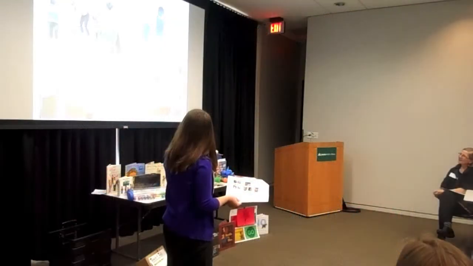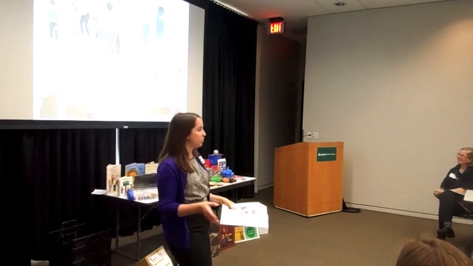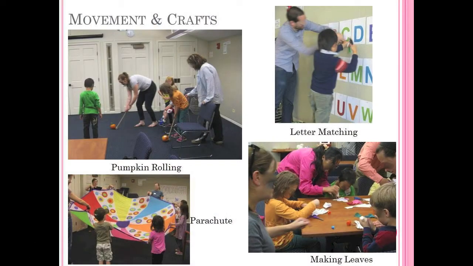But they always try to incorporate movement activity too. So in our fall themed story time, they did pumpkin rolling. They always do a parachute, which is really fun. They've made leaves, they always do a craft. And then you can see there's that letter matching again.